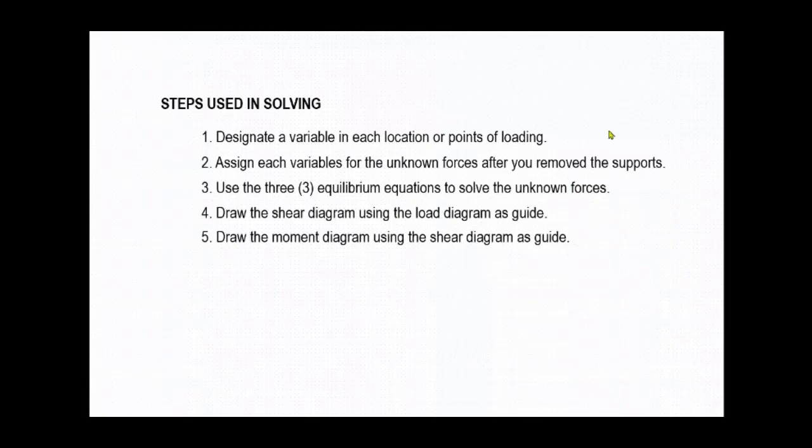Next, we will assign a variable to each unknown force after we remove the supports. In removing the support, there will be unknown forces. In this case, the left support is a fixed support, so it has three unknowns: the vertical force, the horizontal force, and the moment at that point.